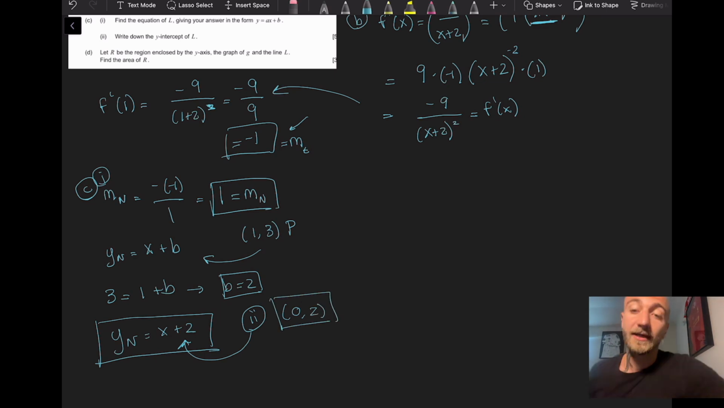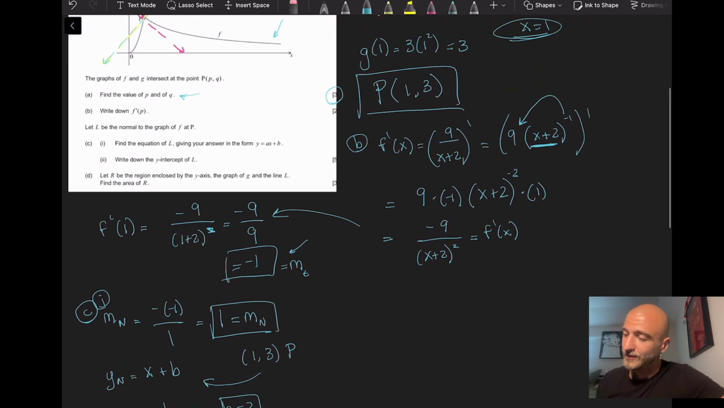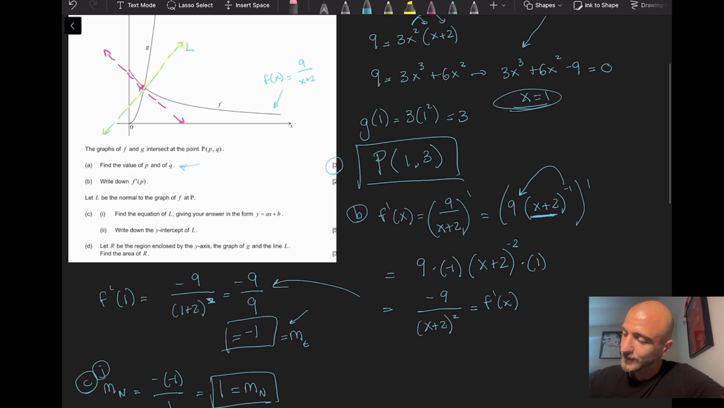Beautiful. Now, part D gets a little bit trickier, but again, it's not too bad. Let's just work through it step by step. I'm going to erase all these lines because we're going to want a nice clean graph to work with. We'll see why.